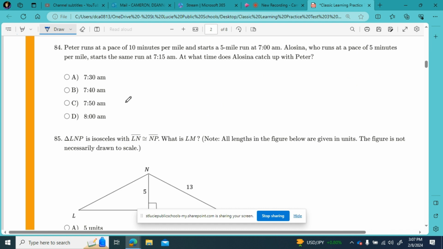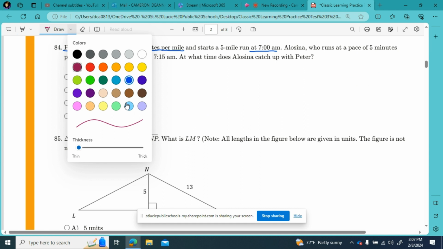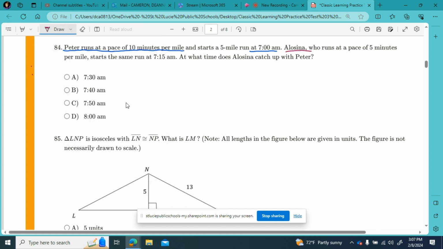Number 84. Peter runs at a pace of 10 minutes per mile and starts a 5-mile run at 7 a.m. Alicina runs at a pace of 5 minutes per mile and starts the same race at 7:15 a.m. At what time does Alicina catch up with Peter? Okay, well, I got Alicina and Peter.